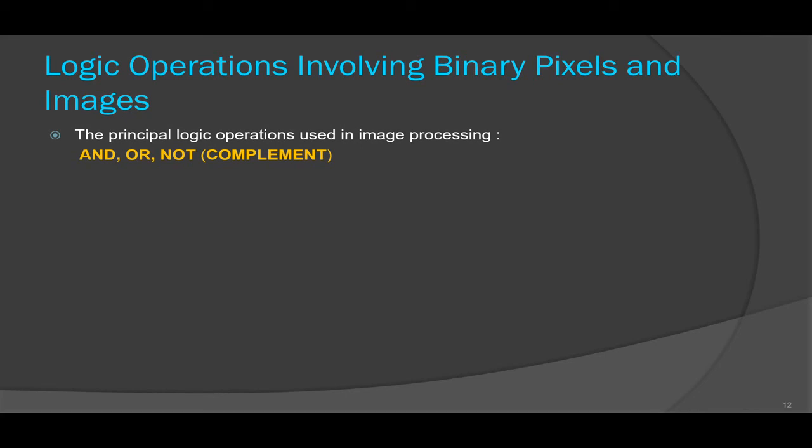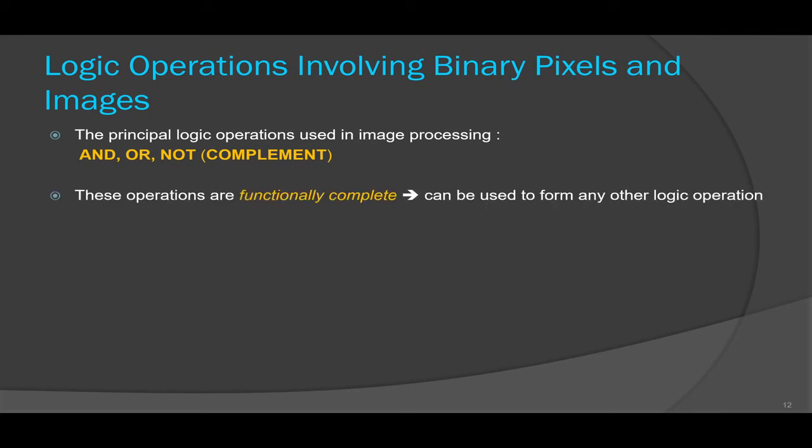So these are the principal or basic logic operations. These operations are functionally complete. What does this mean? These operations can be used to form any other logic operation. So these are the basic logic operations, and these operations are functionally complete, meaning a combination of these operations can give us another logic operation.